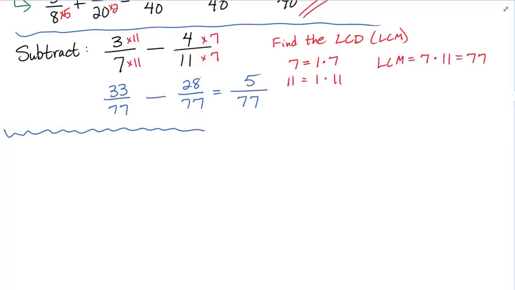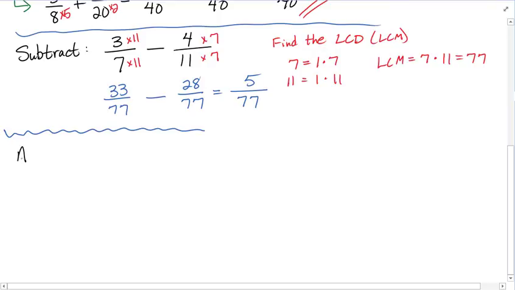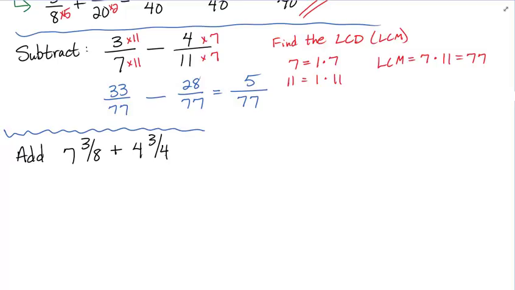Occasionally, you'll see problems like this. Add 7 3/8 and 4 3/4. Those numbers are mixed numbers, and there are several ways you can work with mixed numbers. Some people say just keep them mixed and work within that framework, and that there's some advantage to that. But generally my approach is to convert mixed numbers to improper fractions, and then work with them as improper fractions. I found that to be easier.